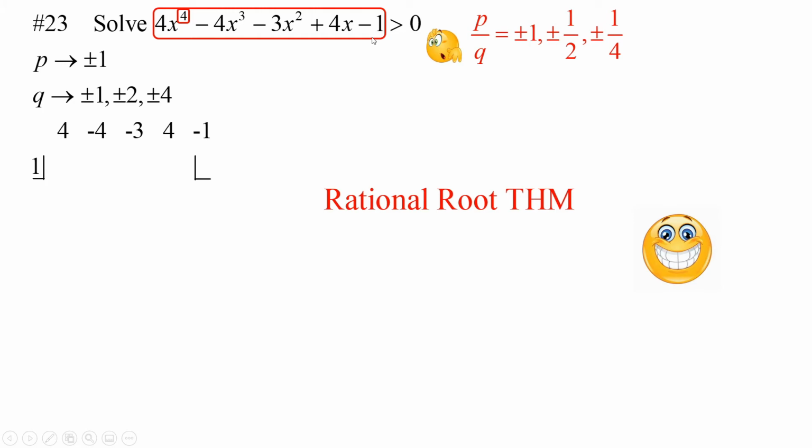And now the shotgun method of synthetic substitution. Let's bring the 4 down and go 4 times 1 is 4. Minus that 4 above would be a 0. 0 times 1 is 0. Minus the 3 above would be a negative 3. Negative 3 times 1 is negative 3, plus this 4 would be a 1. And 1 times 1 is 1, minus 1, and look at that. There's my 0 right there.